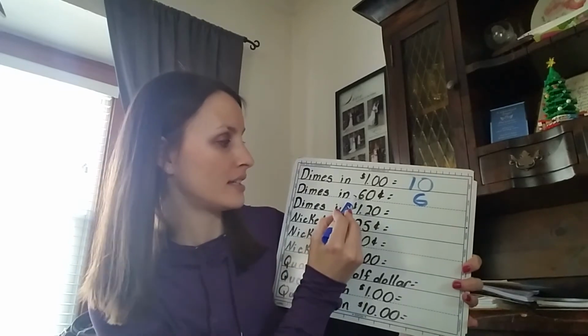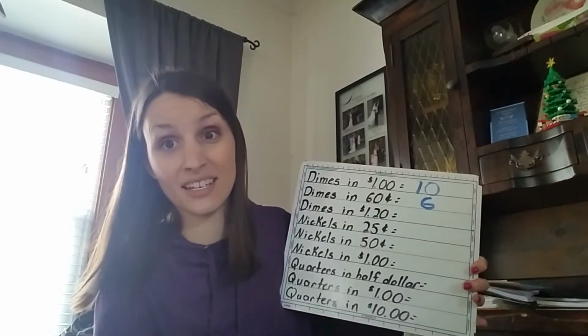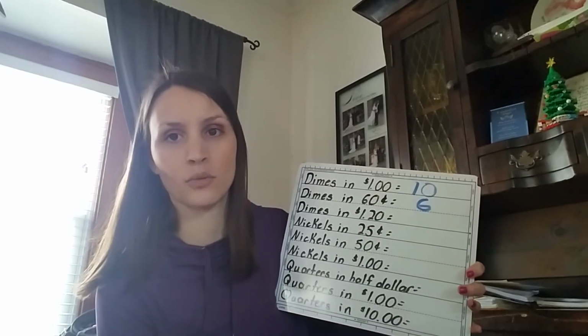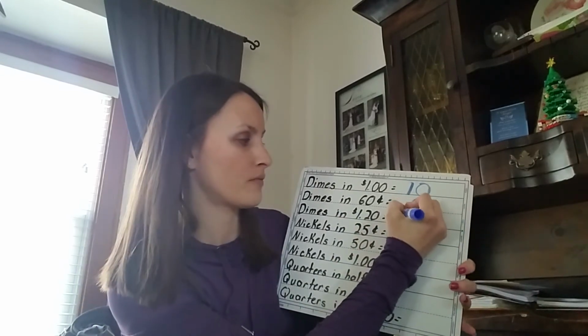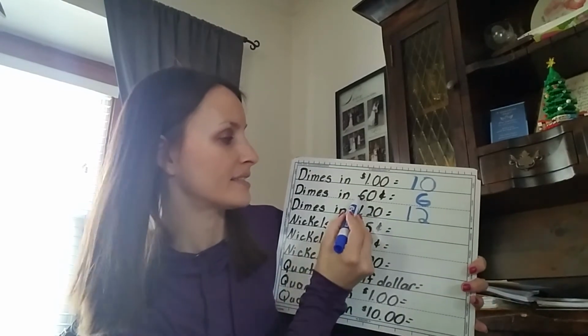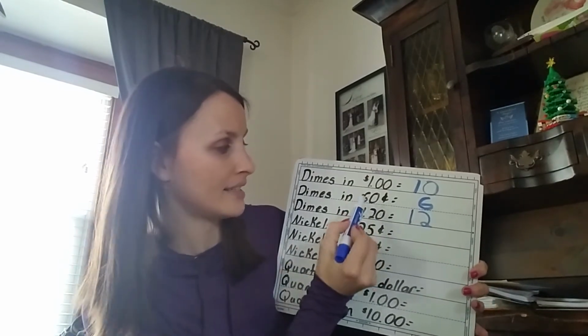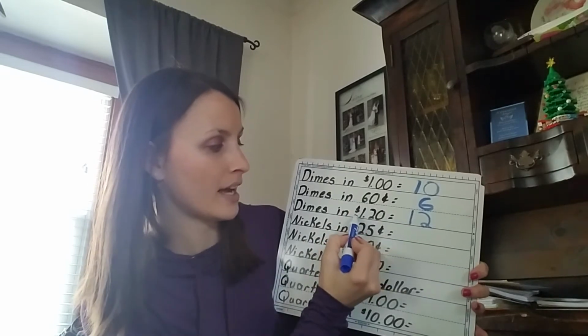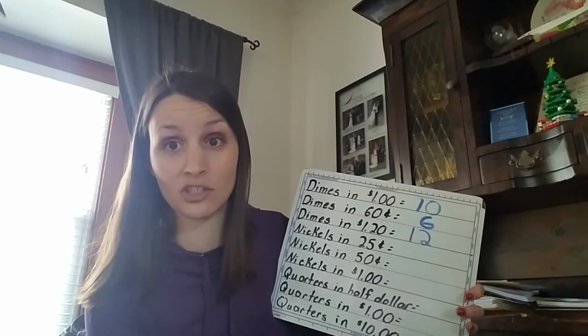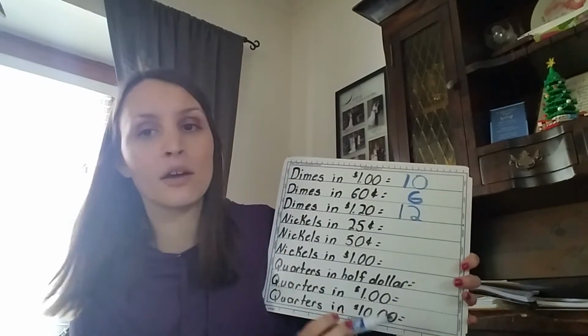Okay, dimes in $1.20. Now if we look, if we double 60, that equals 120. So if we had 6 here, how many dimes for $1.20? Good, 12. And I want you to notice something when we're doing dimes. 60 cents had 6. $1.20 had 12. So those numbers that we see at the front tell us how many dimes that we need, which is pretty cool. All right, now we're going to do some nickels.